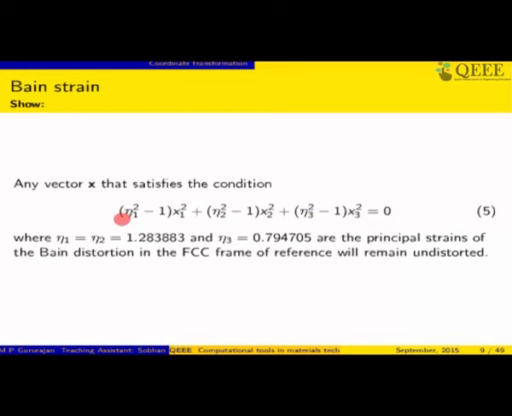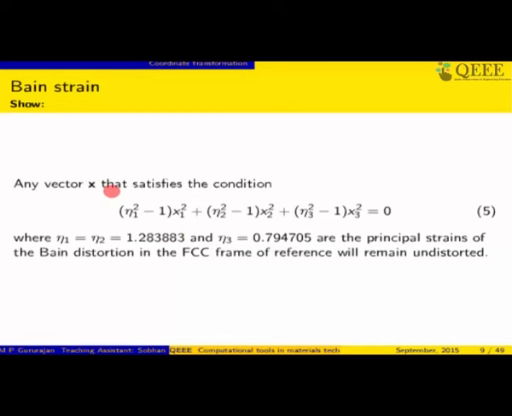Basically, x1 squared plus x2 squared plus x3 squared is the original magnitude squared. Eta 1 squared x1 squared plus eta 2 squared x2 squared plus eta 3 squared x3 squared is the new magnitude squared. So if the magnitudes are the same, this condition has to be satisfied. In other words, for whichever x1, x2, x3 these conditions are satisfied, those vectors will remain undistorted, but they are rotated because their components are now modified by these three numbers eta 1, eta 2, eta 3.